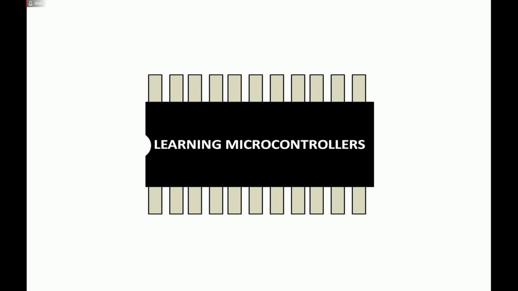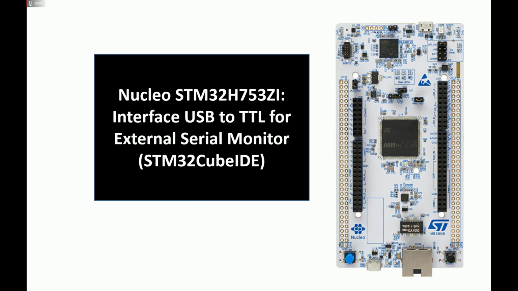In this video I will show you how you can interface a Nucleo STM32H753ZI based board with a USB to TTL device, and we will be using this USB to TTL device as our external serial monitor. We will be sending the data to our computer using this device over the UART port. For the USB to TTL device, you can use any device like FT232, CH340, CP2102, or whichever one is available at your place.